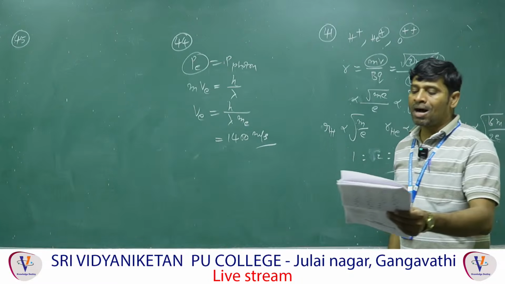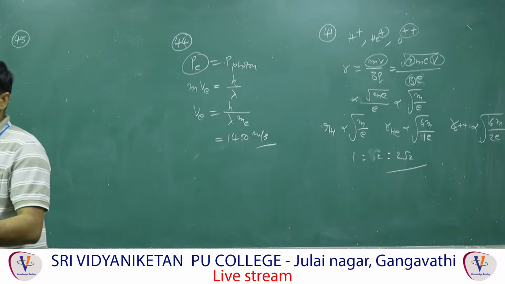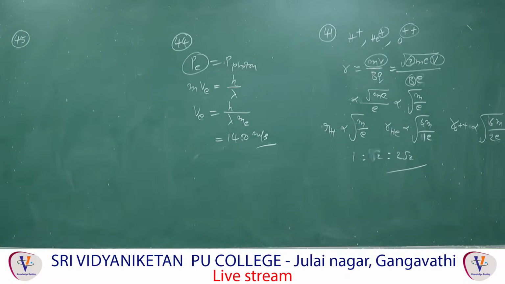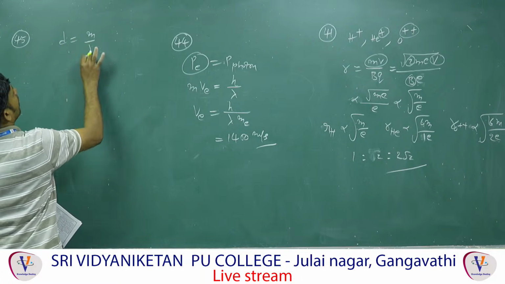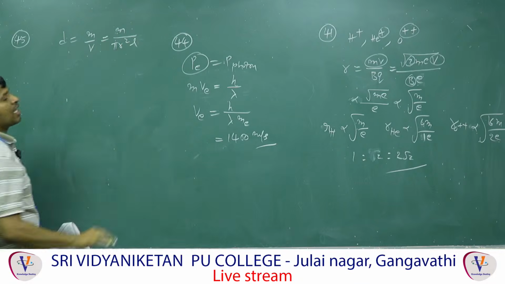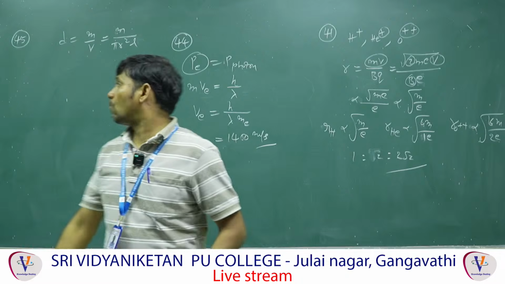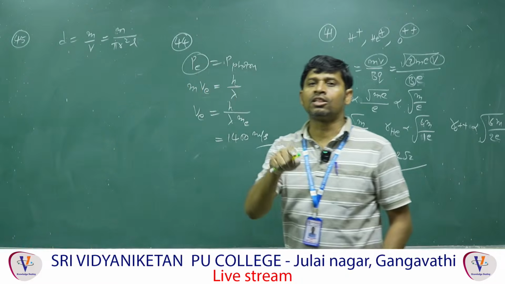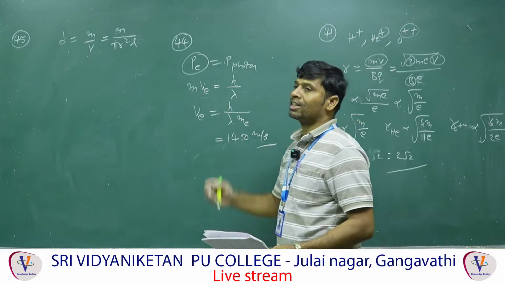Question 45. A wire has mass, radius and length values given. What is the maximum percentage of error in the density? Density is mass by volume. A wire is nothing but a cylinder. For a cylinder, volume is area into length, where the cross-sectional area is pi r square. So the volume is pi r square into length L.